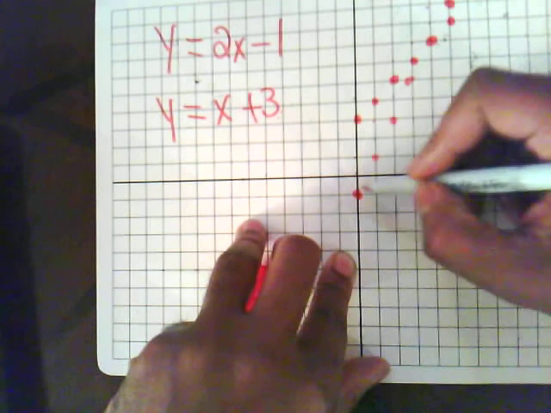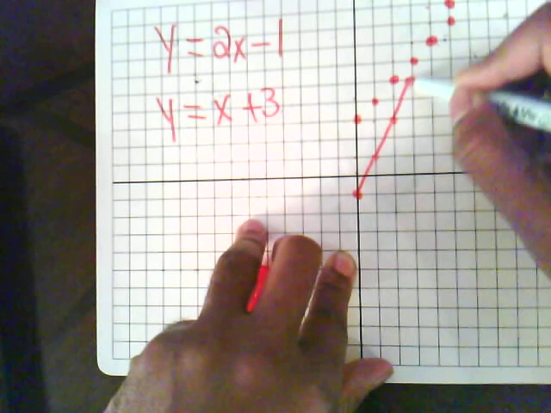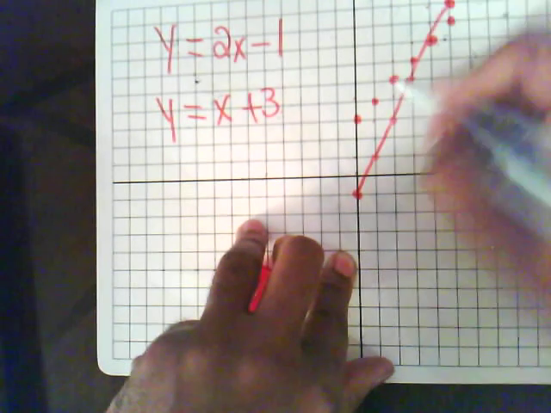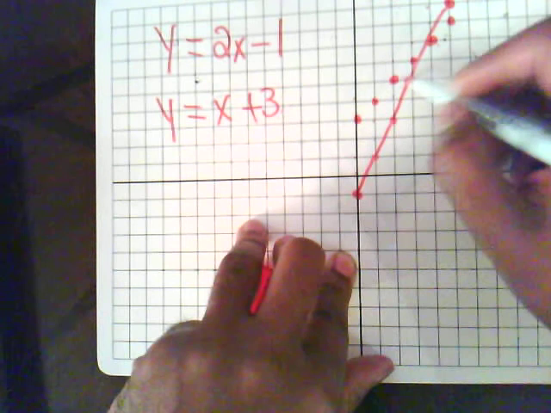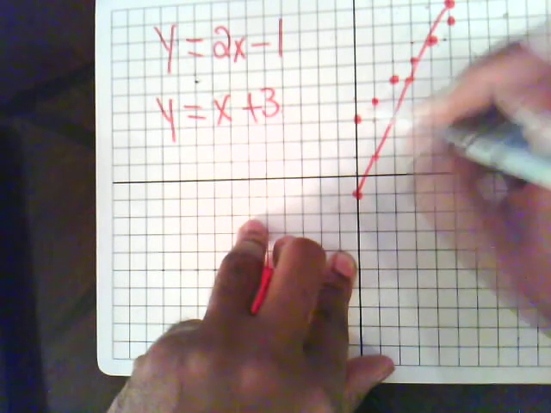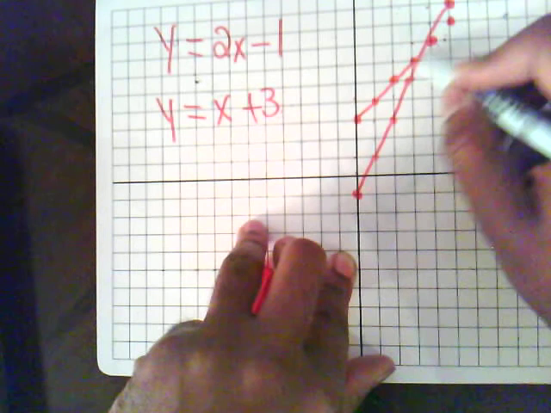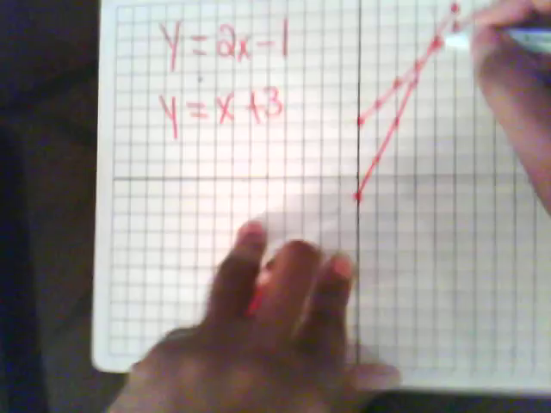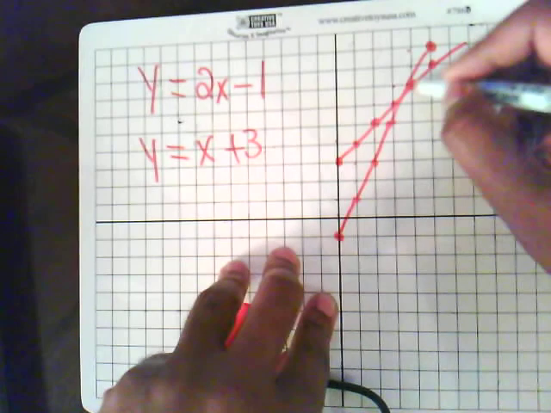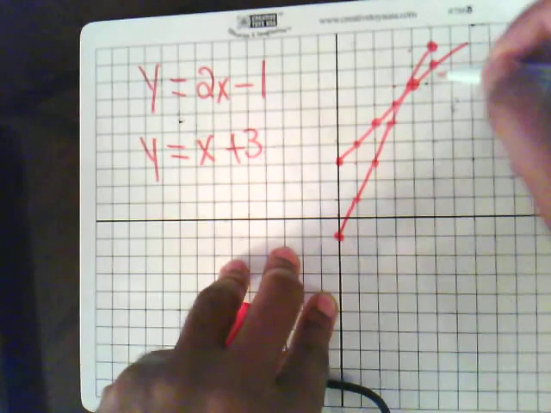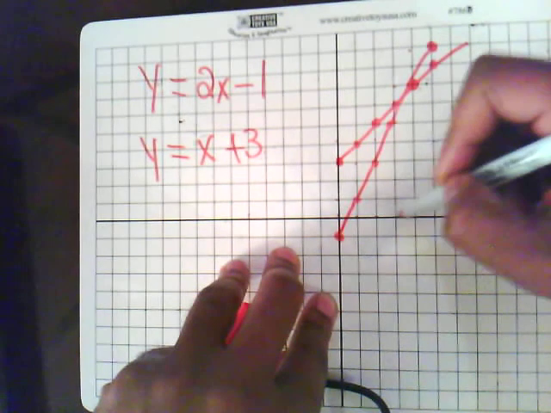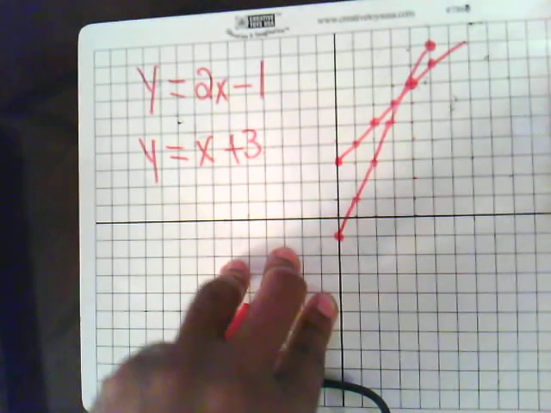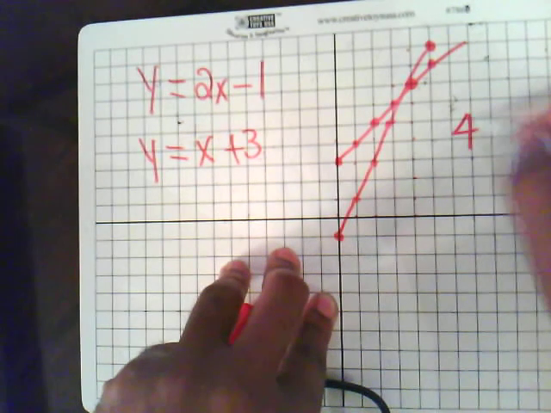So this was our first line. This is our second line. This is the point that, let me bring it down a little bit, sorry. This is the point that they intersected at. So that point is 1, 2, 3, 4 over, and 1, 2, 3, 4, 5, 6, 7 up. At (4, 7).